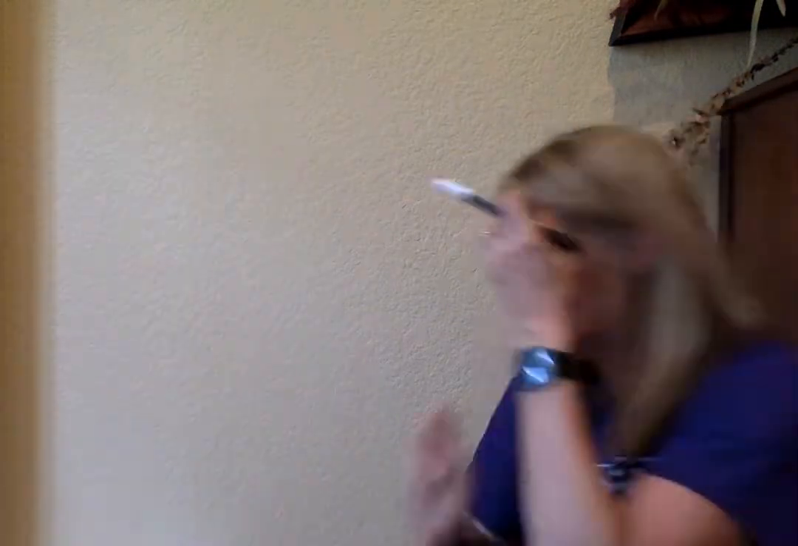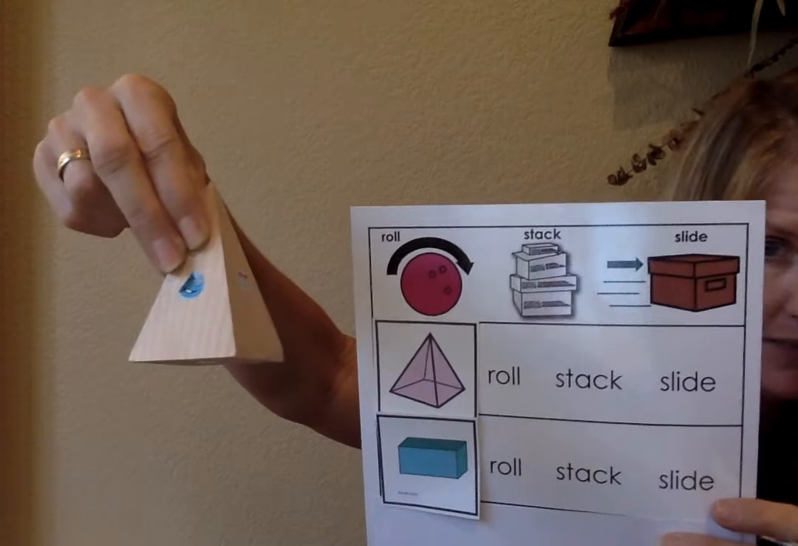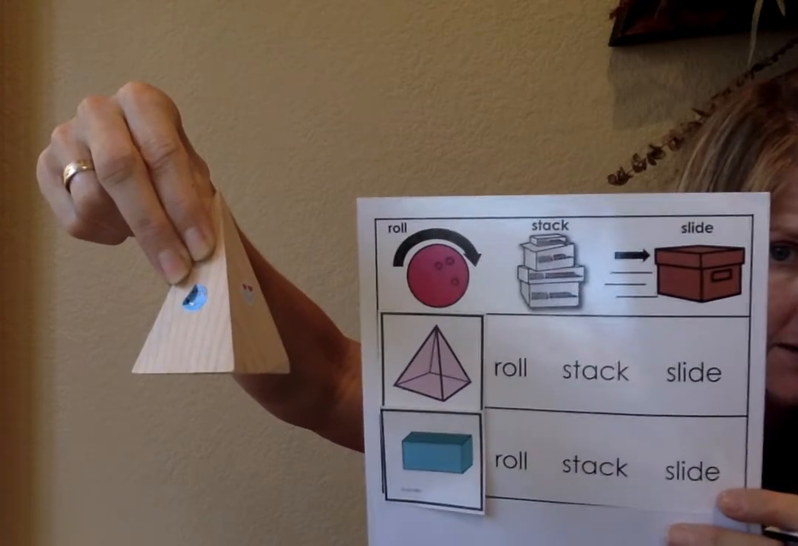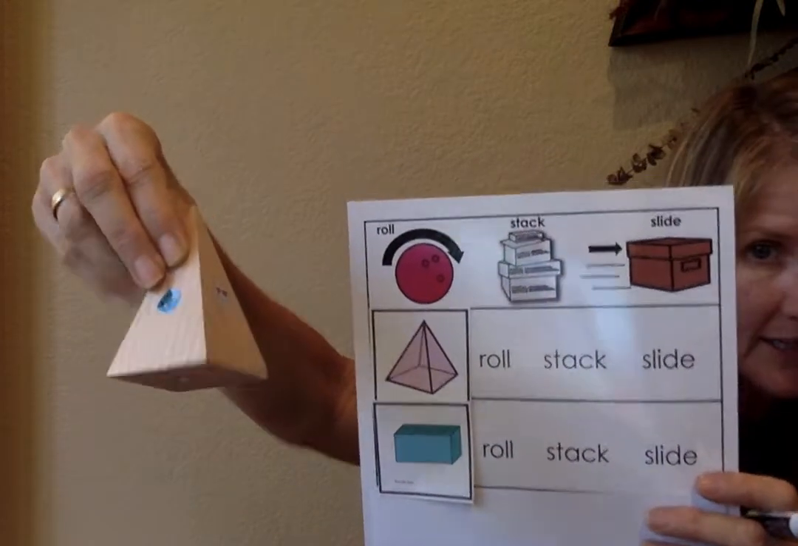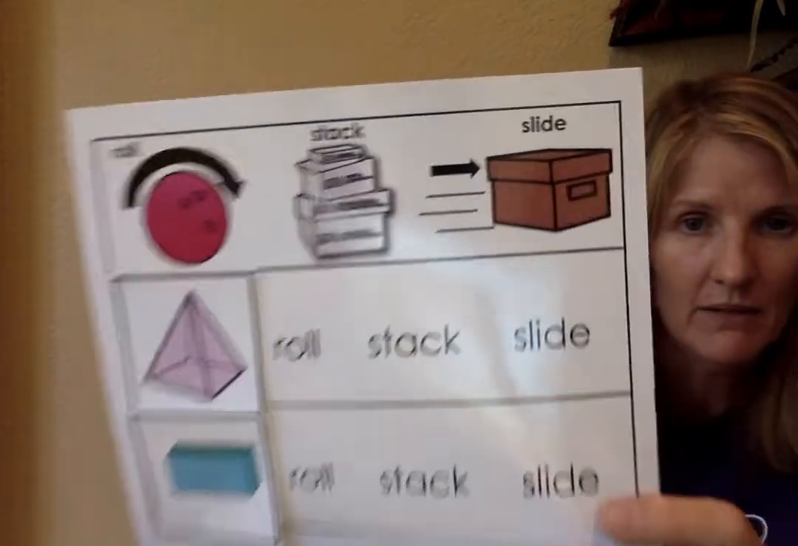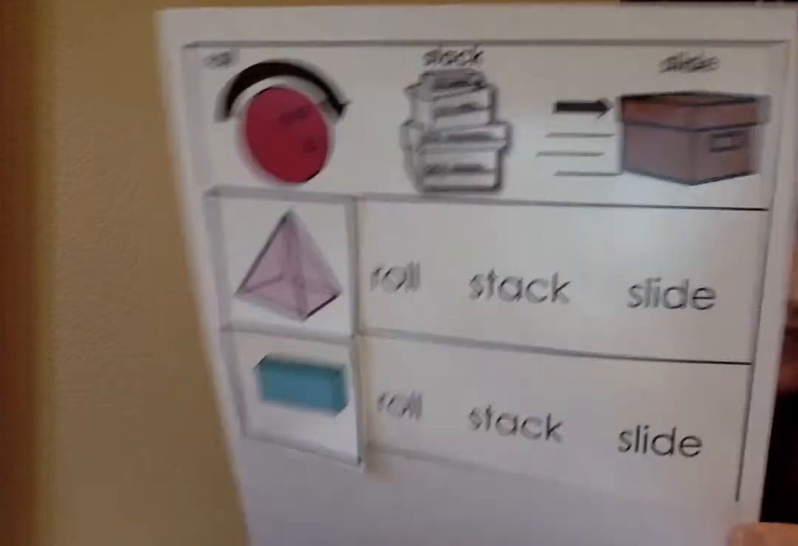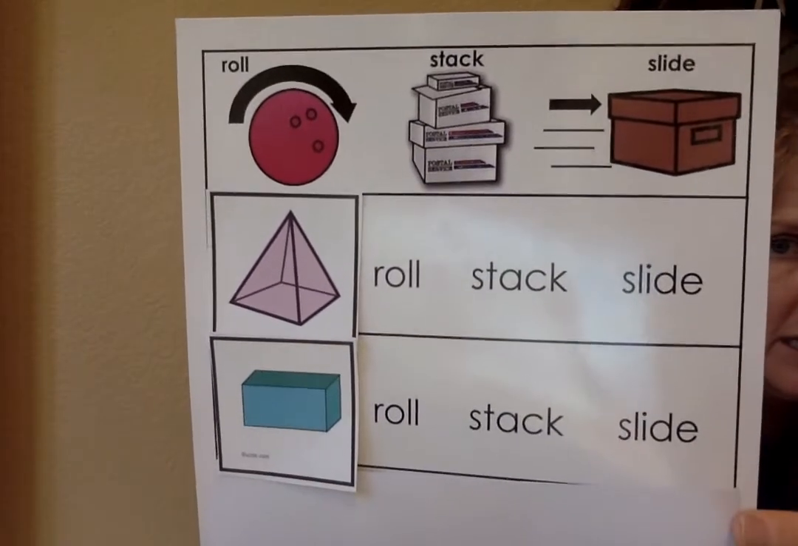All right, so let's see. What about this shape right here? That's the next one on my list. What's it called? Awesome, a square pyramid or just a pyramid. All right, what do you think? Point to what you think. Can it roll, stack, and slide? Which ones do you think it can do?